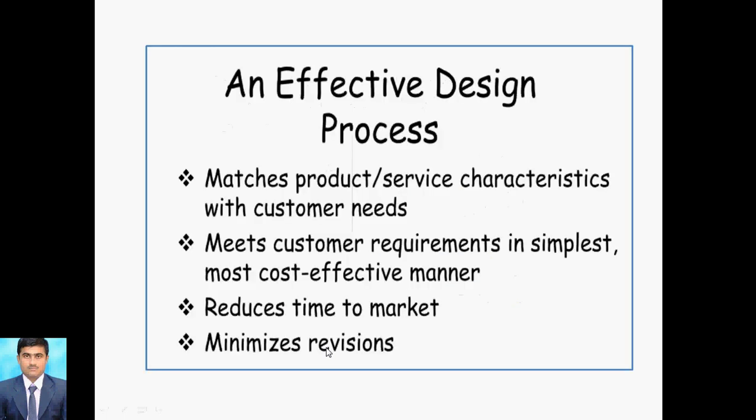Next we will discuss the effective product design process. So how can you identify it? There are some bullet points. Here it matches the product characteristics with customer need. So this is effective; then we can say that an effective design process is there. It meets the customer requirements, then reduces the time to market, that is nothing but development time. Next, minimizing revisions. If it is highly effective, then there will be fewer revisions. So this kind of requirement is there for an effective design process.